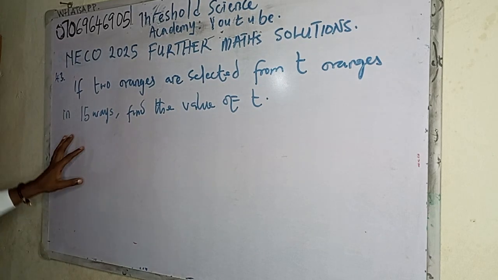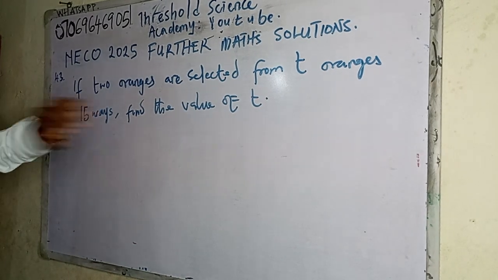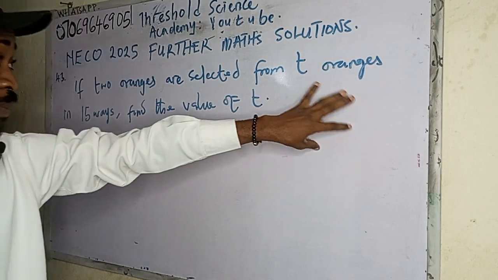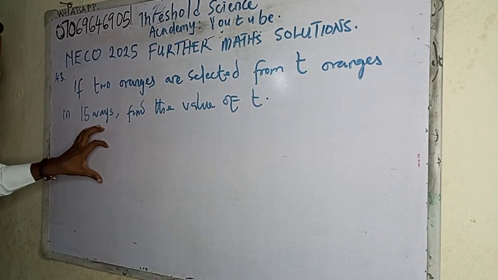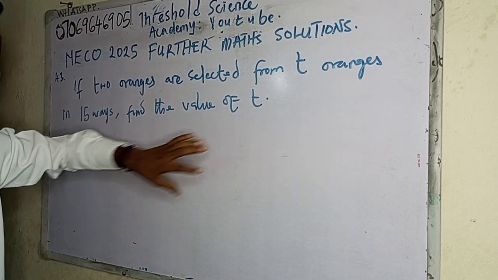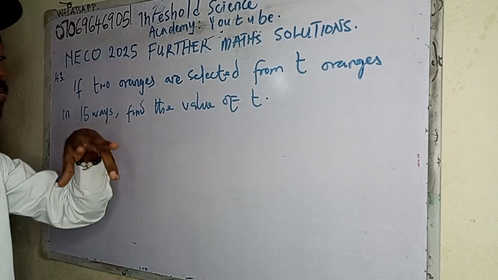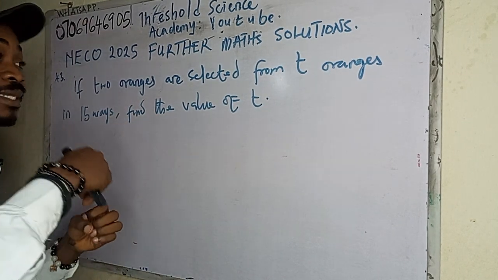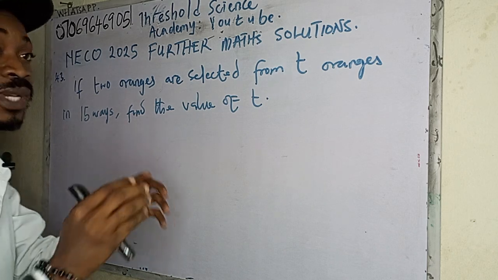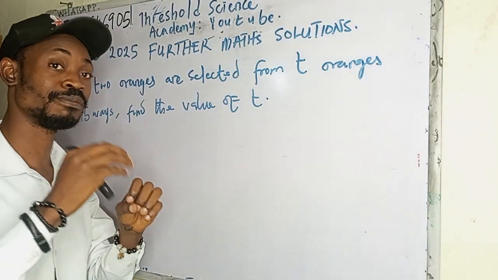All right, so question number 43 says, if two oranges are selected from T oranges, we do not know how many oranges, but from T oranges in 15 ways, we have to find the value of T. This is obviously a question on combination because we are selecting oranges in no particular way. It is when we are selecting in a particular way, or the order in which we are selecting is important, that we are doing permutation.